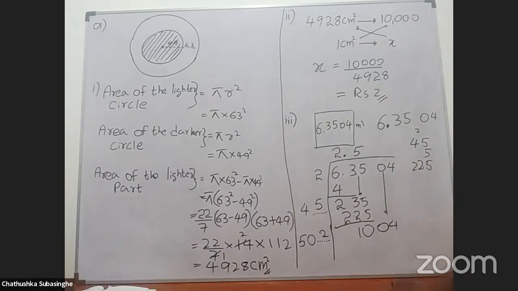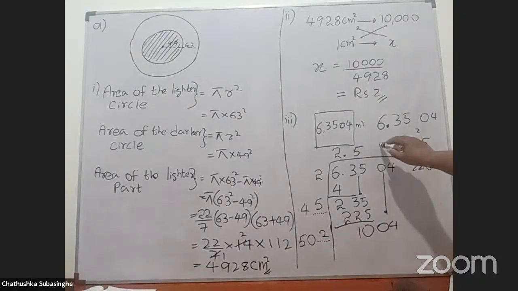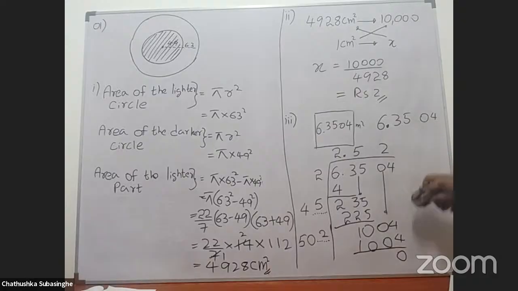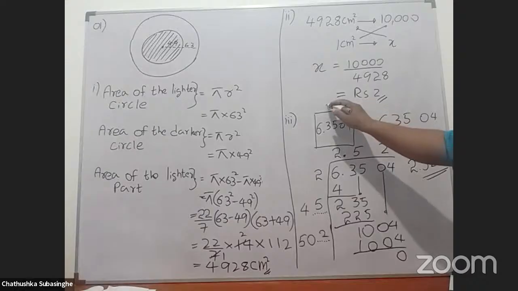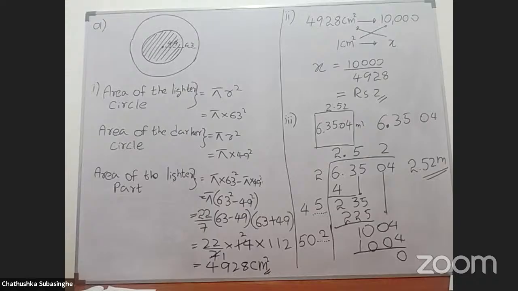Okay, so then we fill this blank. 502 times 2 gives me 1004, which leaves 0. So the answer is 2.52. I don't have enough space, so I'm going to write it over here. Our answer is 2.52 meters. That's the side length of this square.